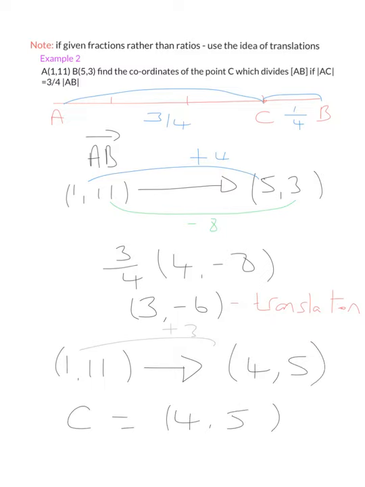So the first thing you've got to do is, if they give it in fractions, we can use translations. You get the full translation applied to the line segment A to B. You get the fraction of that translation. In this case, it was 3/4, and then you apply it to your very first point.